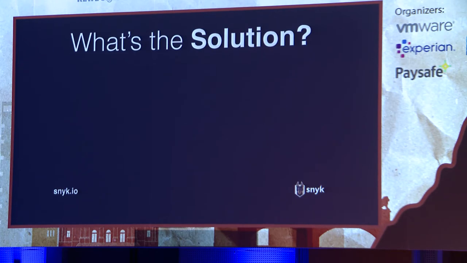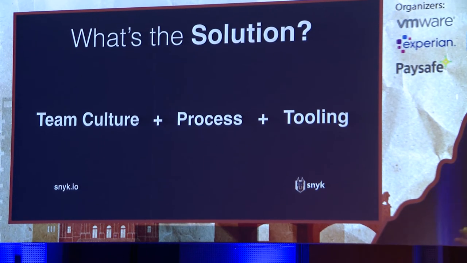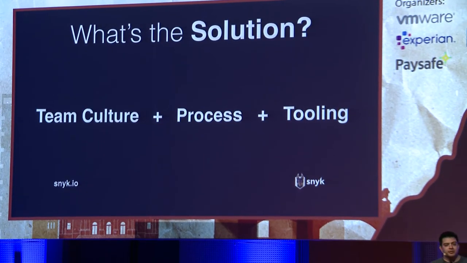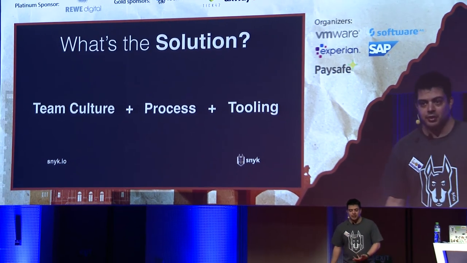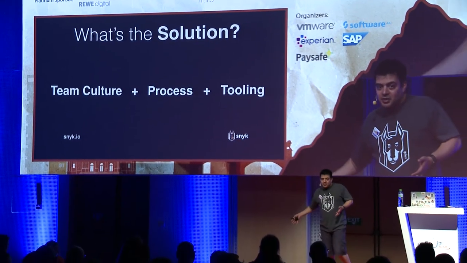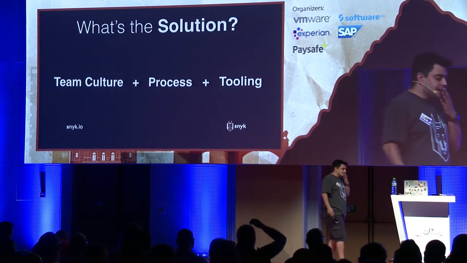Okay, so what is the solution to DevSecOps, the problem of not having developers or security people in your environment? Well, the solution is very similar to DevOps. You need to improve your team culture, you need to improve your process, and you need to improve your tooling. And without any one of these, your switch across to DevOps or DevSecOps is going to fail.